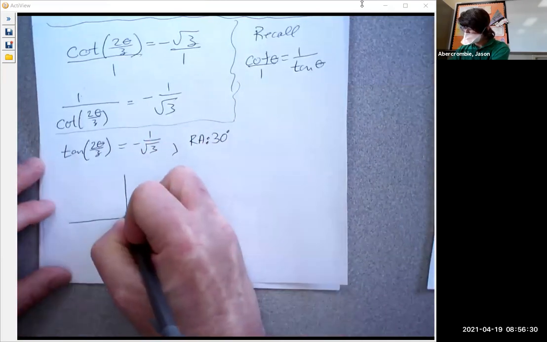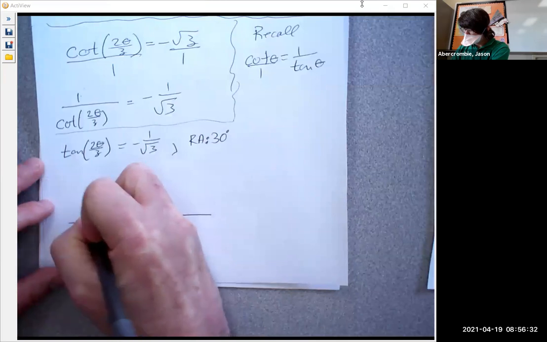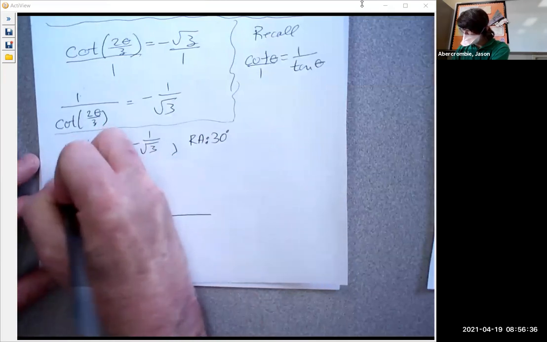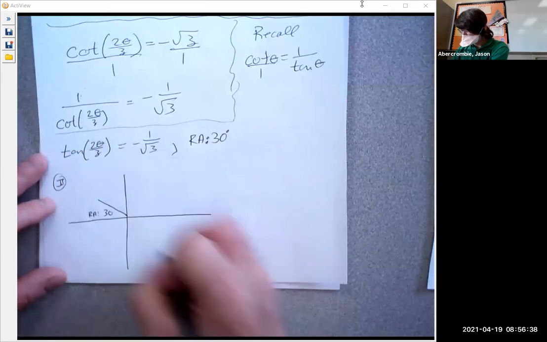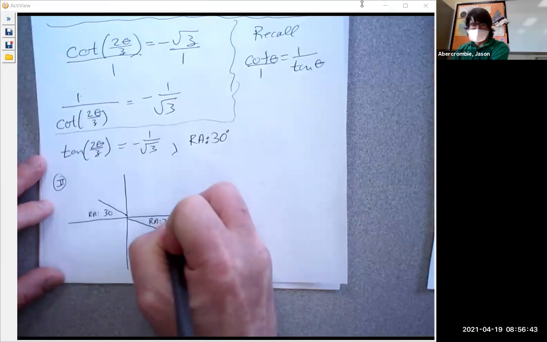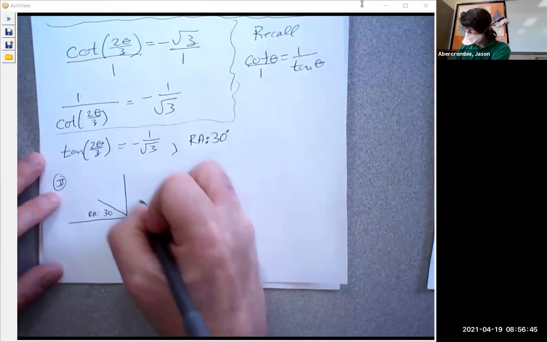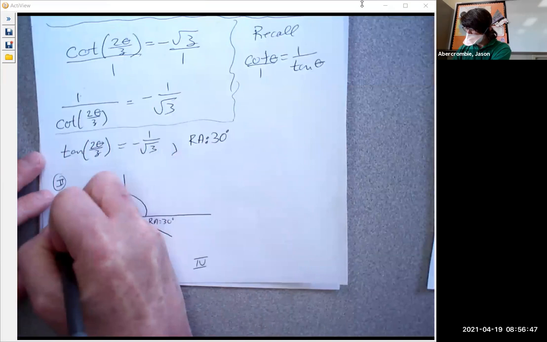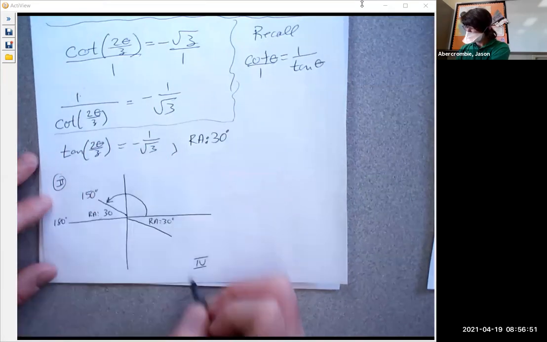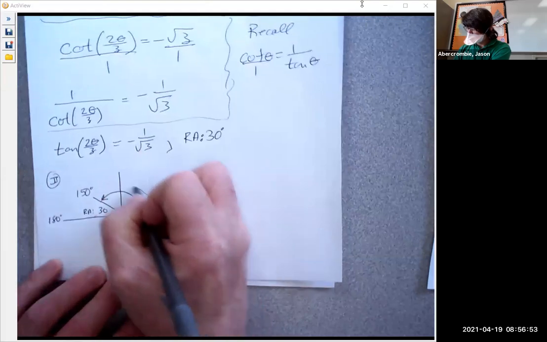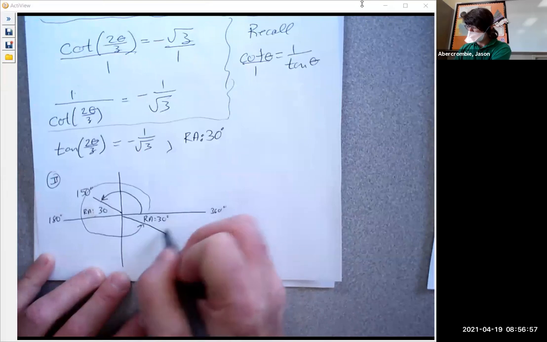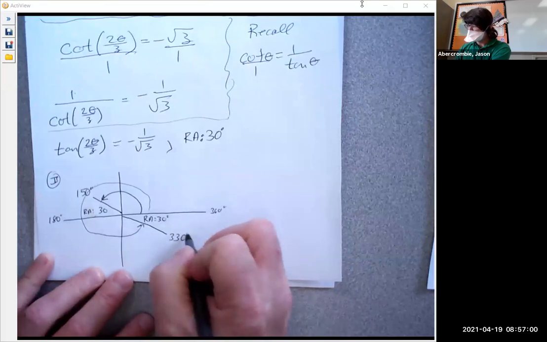So here's 30 right there. It's a reference angle of 30. And then that's the second quadrant. Then we got the fourth quadrant down here. That's going to have 30 as well. Reference angle is 30. So now all we have to do is figure out what this angle is. Well, that's 180. So if you knock off 30 from 180, you're at 150. And then all the way around, since this is 360, if you knock 30 back from 360, you got 330.